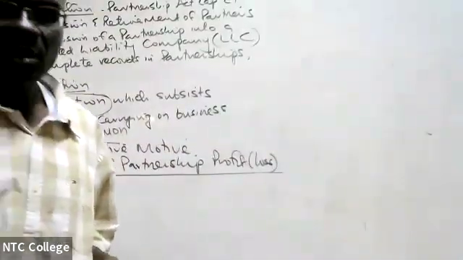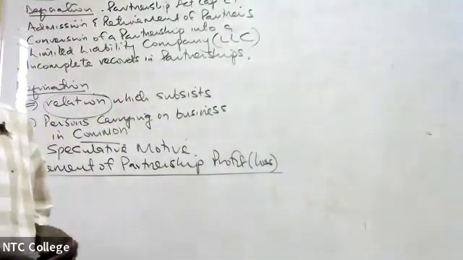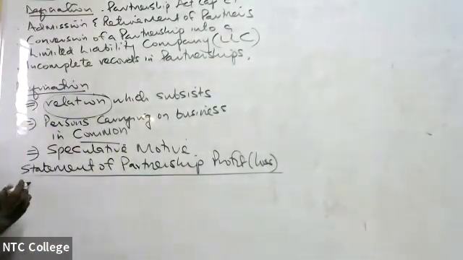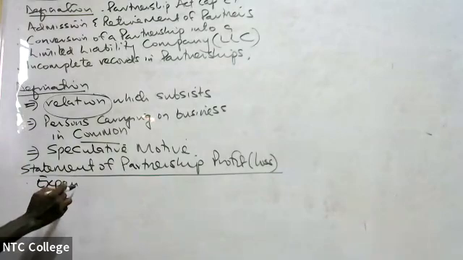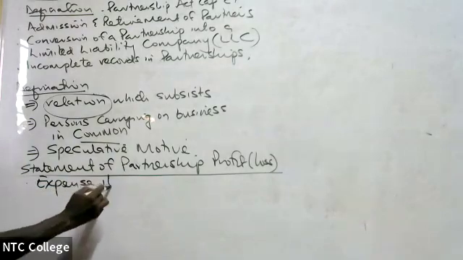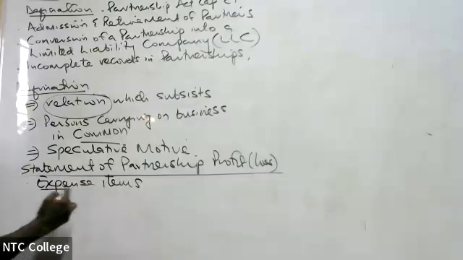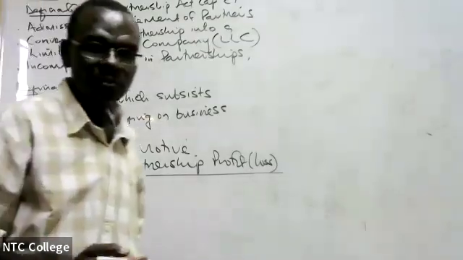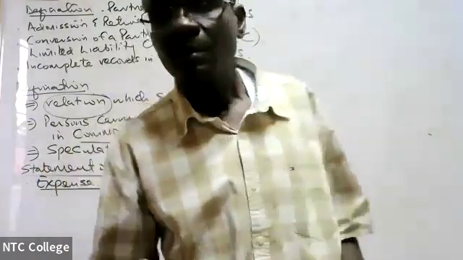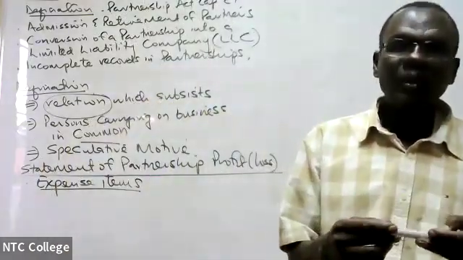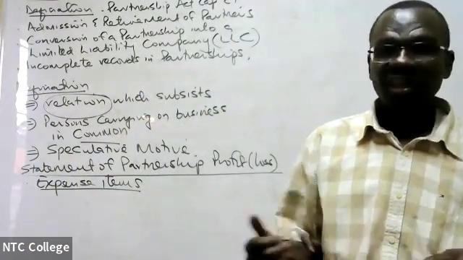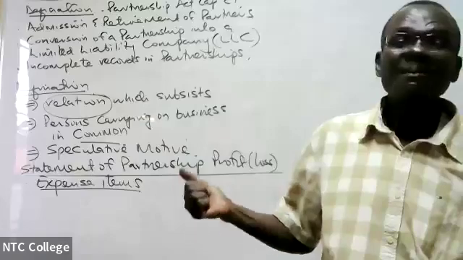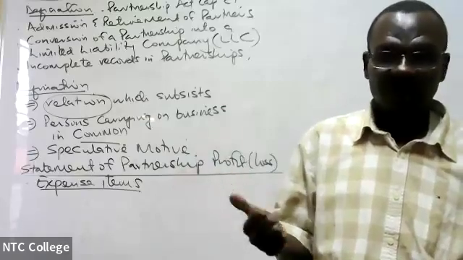Now, the first reason why this statement will not be the same as the one required for tax purposes is the expenditures or expense items. So there are expense items which are accepted from an accounting point of view in making this statement, but they may not be allowed for tax purposes.